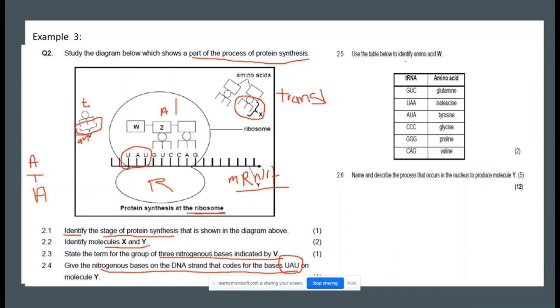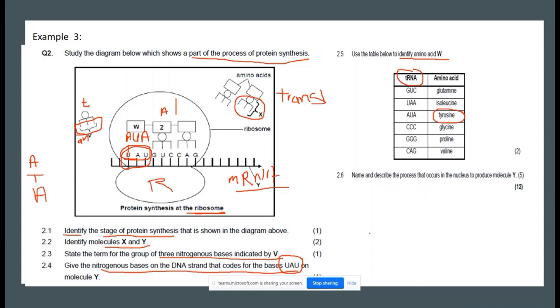2.5. Use the table below to identify amino acid W. So let's go look at W. W is an amino acid that is made up of the codon UAU. And in this table, I don't have codons. I have tRNA. So to get UAU, it needs the complementary base: uracil pairs with adenine. There's no thymine, so it must be U, and U pairs with A. So I go look for AUA, and my correct answer here, the amino acid is, well done, Valhalla, tyrosine. I am very, very impressed.